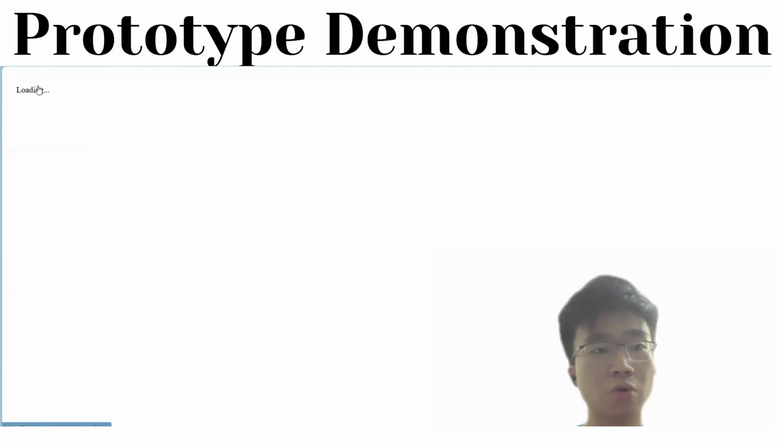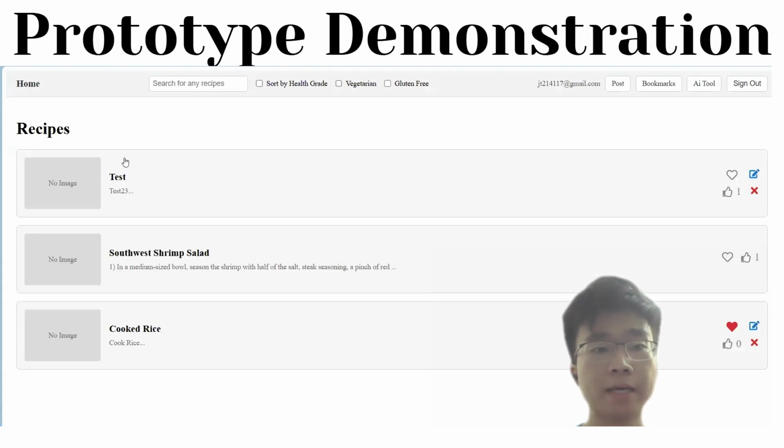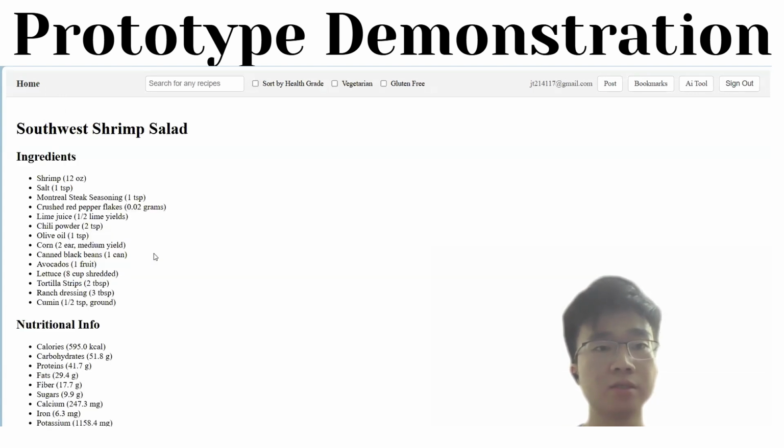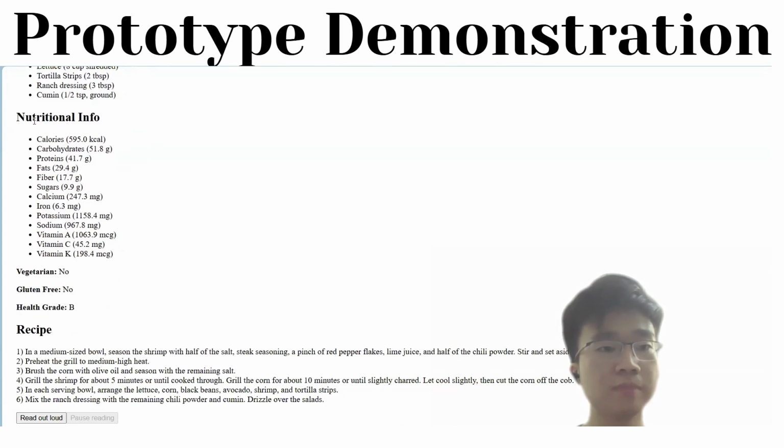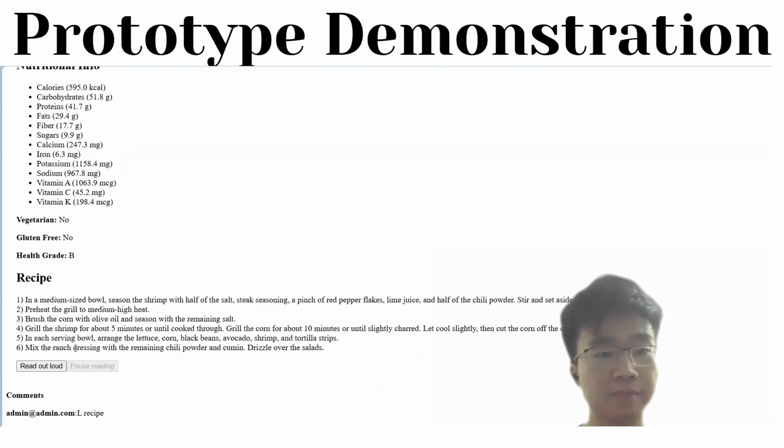Let's go back to the home page. And let's go into one of our sample recipes. This is one of our sample recipe pages. As you can see here, we have shown the ingredients, the nutritional information, some tags which include vegetarian, the health grade, gluten-free. And we also have the recipe steps.